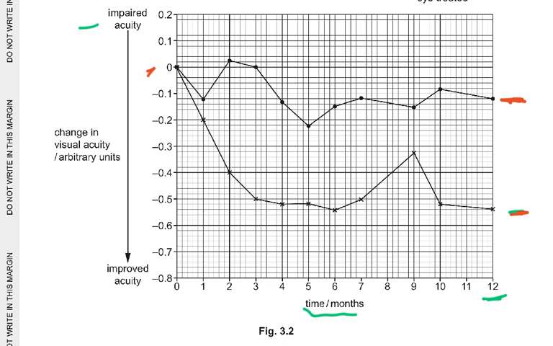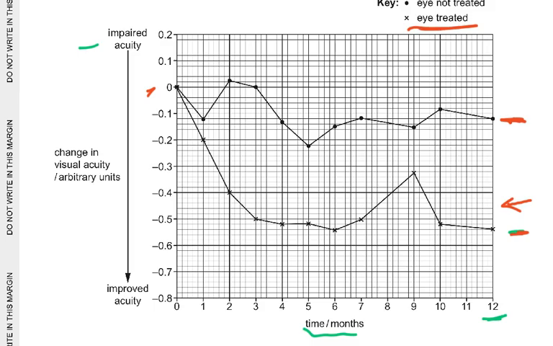Now look at the difference. Which one was the treated eye? This one was the treated eye. You can see it here, the eye treated. So the treated eye has more improved acuity, or you can say has more negative visual acuity. It went from 0 to somewhere between 0.5 and 0.6.